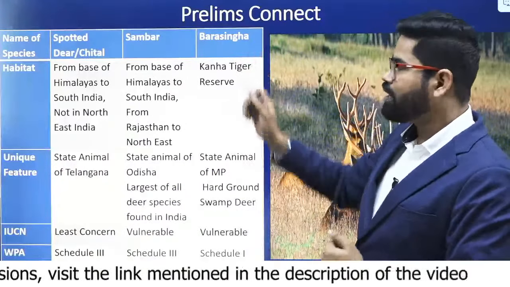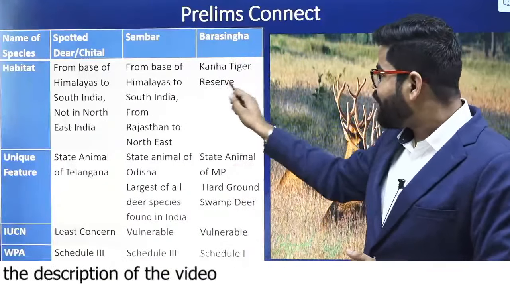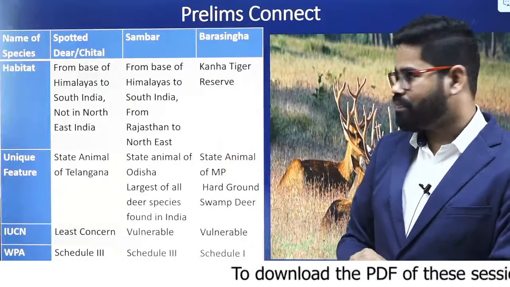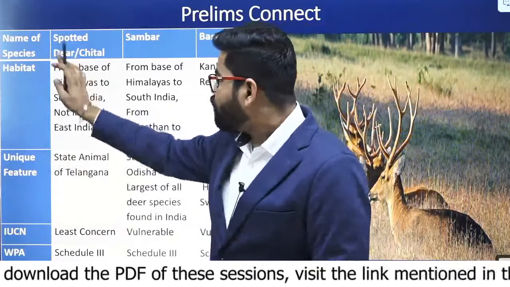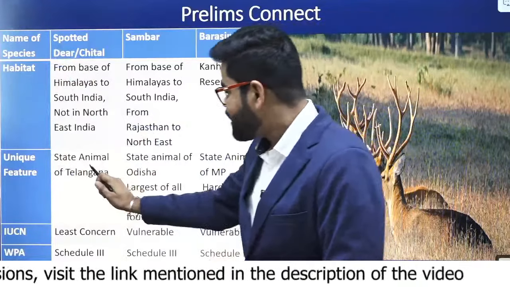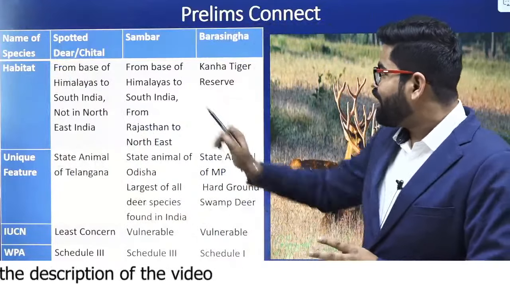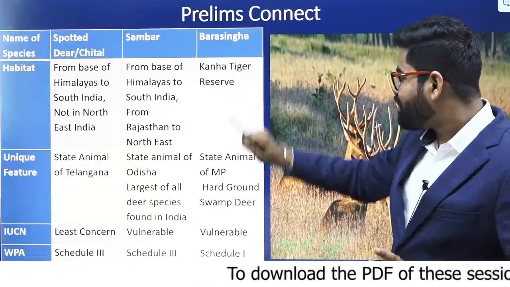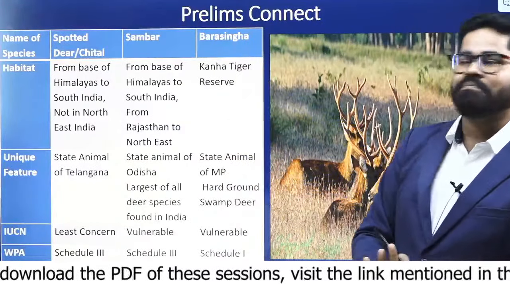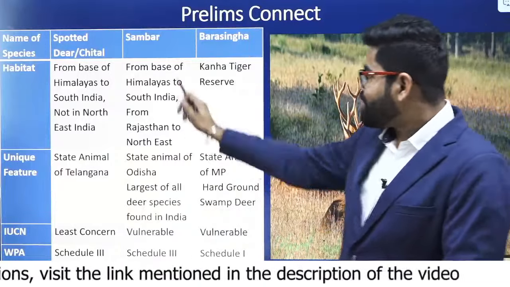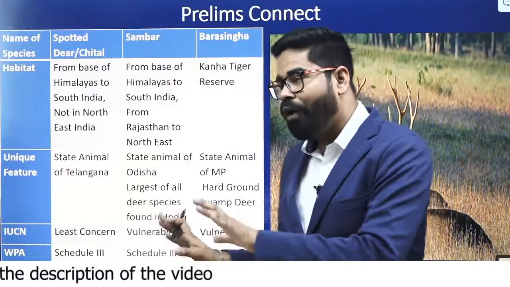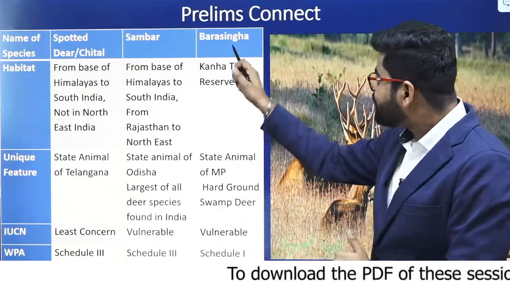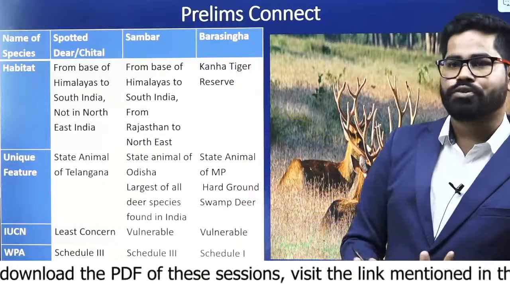And then we have this Barasingha. This Barasingha is located in Kanha Tiger Reserve or Kanha National Park. If we talk about the spotted deer, it is the state animal of Telangana. If we talk about Sambar, it is the state animal of Odisha. And if we talk about Barasingha, it is the state animal of MP. This Sambar is the largest of all deer species found in India. And this Barasingha is the hard ground swamp deer.